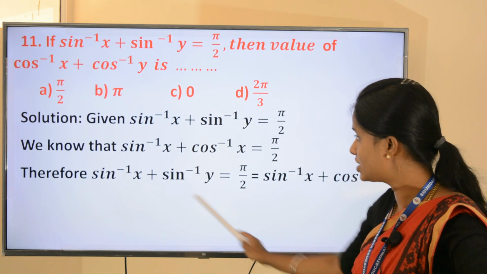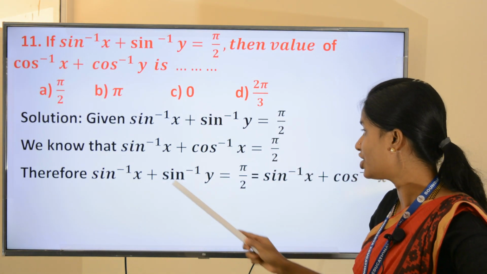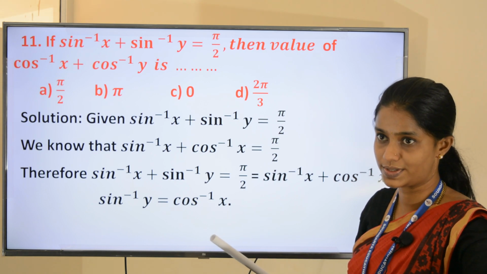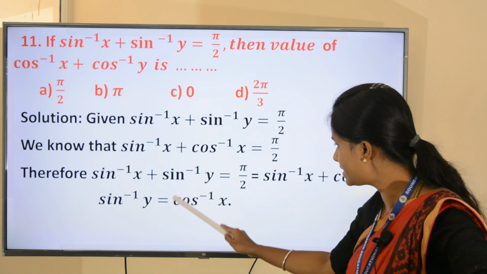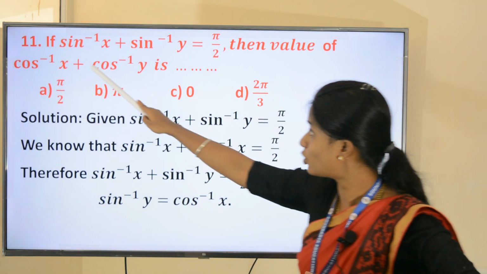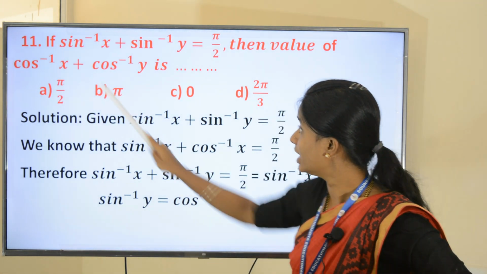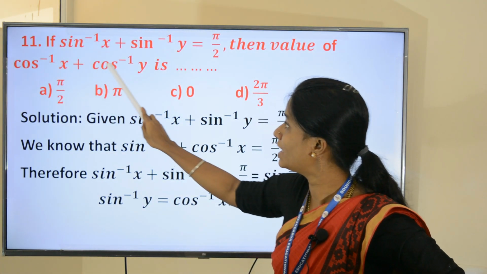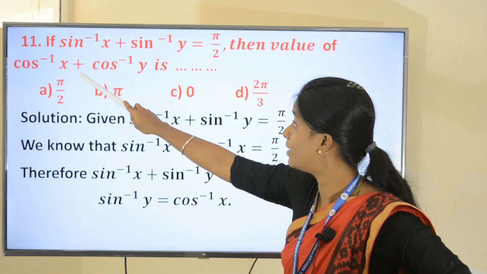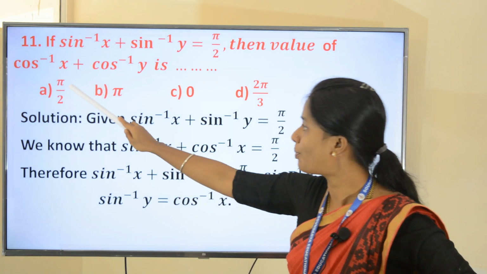What will happen, students, here? Sin inverse x gets cancelled. Remaining will be sin inverse y is equal to cos inverse x. Now cos inverse x can be replaced with sin inverse y. Please observe, cos inverse x can be replaced with sin inverse y. Then sin inverse y plus cos inverse y is, we know that sin inverse y plus cos inverse y is what? That is equal to pi by 2.